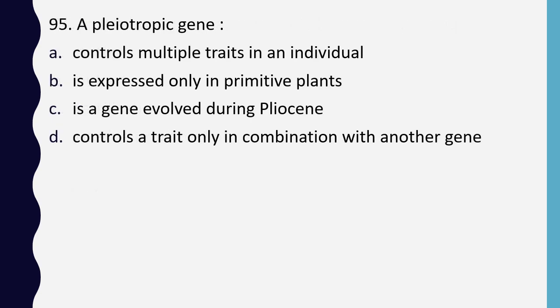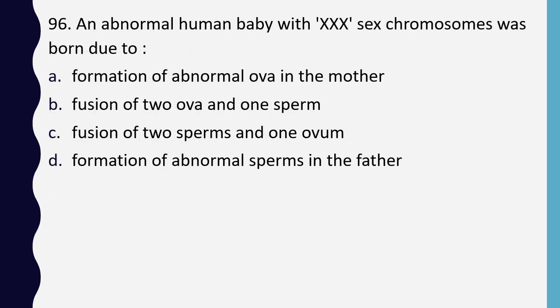Question number 95. A pleiotropic gene controls multiple traits in an individual, is expressed only in primitive plants, is a gene evolved during Pliocene, controls a trait only in combination with another gene. The correct answer is option A. It controls multiple traits in an individual. Question number 96. An abnormal human baby with triple X sex chromosome was born due to formation of abnormal ova in mother, fusion of 2 ova and 1 sperm, fusion of 2 sperm and 1 ovum, formation of abnormal sperm in father. Correct answer is option A, due to formation of abnormal ova in the mother.